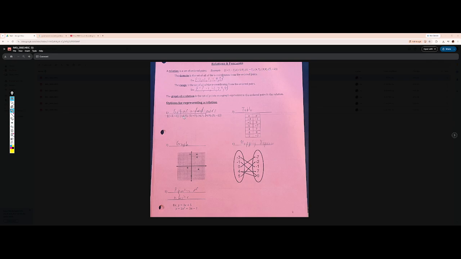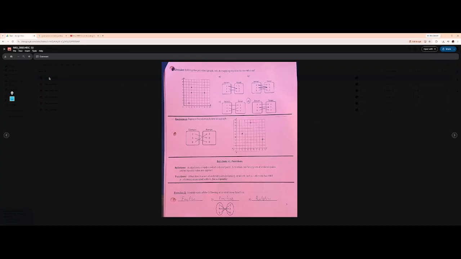These are just naming things. This is the set of ordered pairs. This is a table. This is a graph. This is a mapping diagram. And this is the equation of a line. Not much to explain there, so we move on.